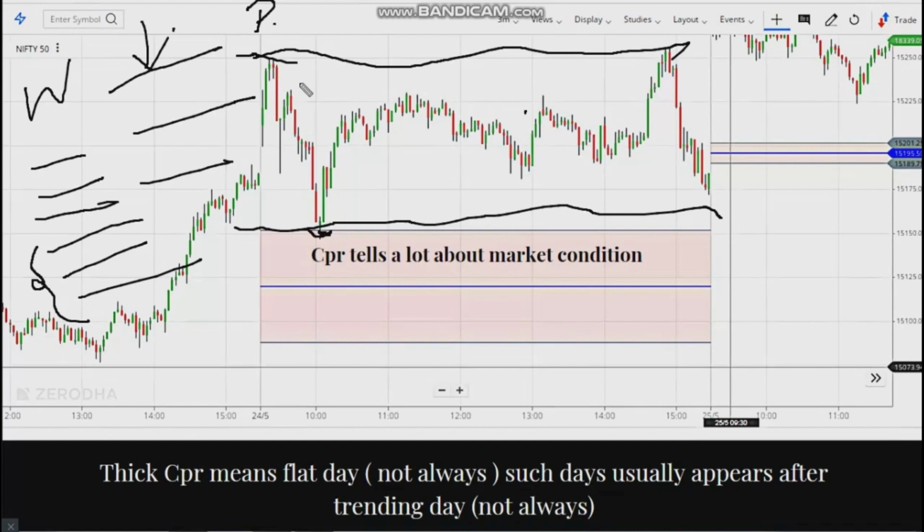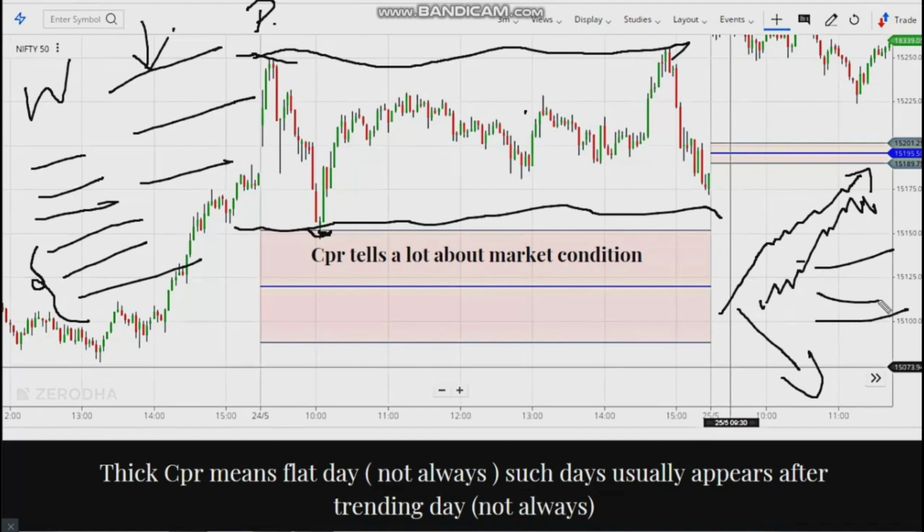Not always. Such days usually appear after trending days. We have seen this trend that after a trending day, what is a trending day? When the market is going in a certain direction, up or down. After a trending day, usually a sideways market comes. Again, with a probability, it is not a surety, but usually. So this was the case study of wide CPR.